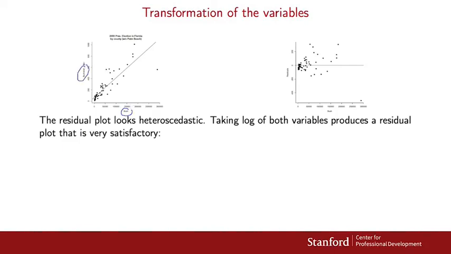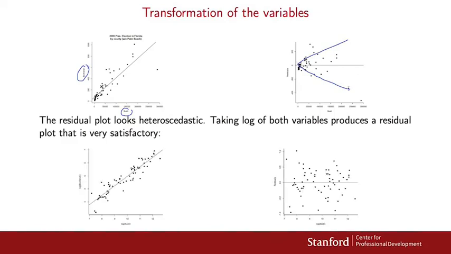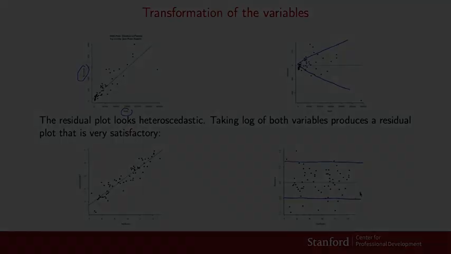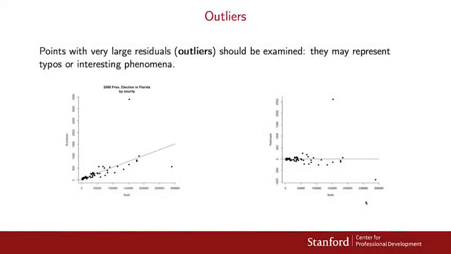Just looking at the scatter, it seems that it's roughly linear, but when we look at the residual plot on the right-hand side, we see that it's heteroscedastic. However, if we take logs of both variables, we get a result that looks quite satisfactory. In particular, notice when looking at the residual plot, we get a horizontal band that doesn't show any structure. Now let's look at the same data, but including Palm Beach County.